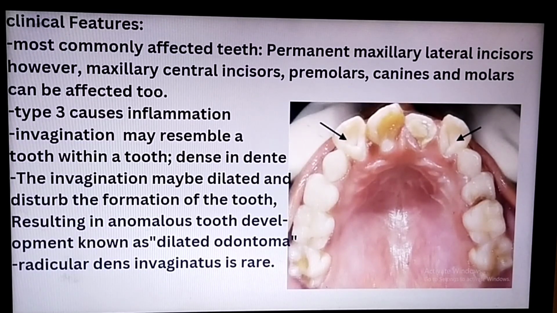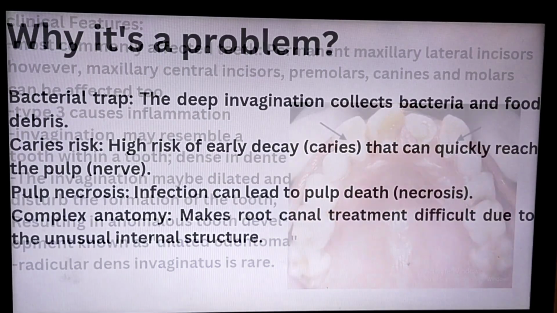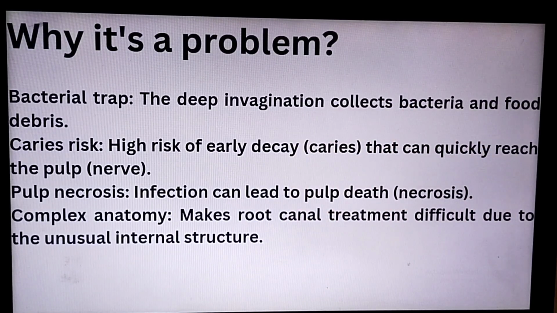And the last point, radicular dens invaginatus is rare. Radicular means related to roots. So, dens invaginatus in roots is rare. Okay? Now let's see why it is a problem. It can be a bacterial trap, there can be a caries risk, we can see pulp necrosis, and due to complex anatomy, there can be other problems that we'll discuss now.